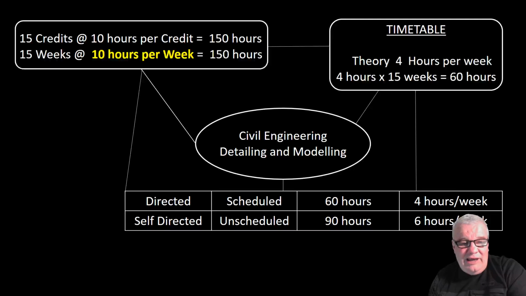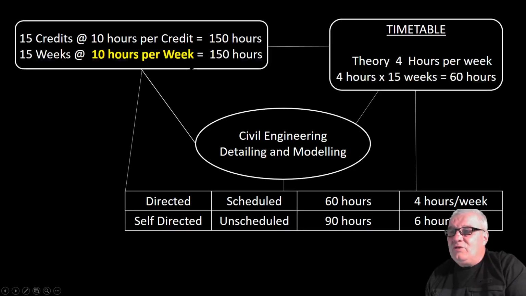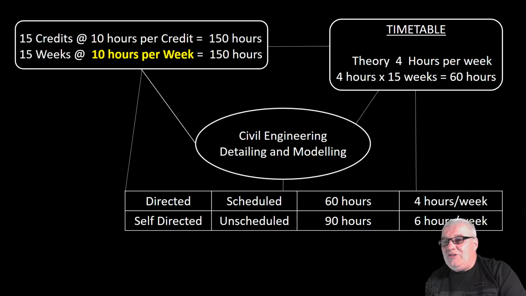Now, we'll talk about this a little bit. So the course is 15 credits at 10 hours per credit in New Zealand, in line with a lot of other international agencies. 10 hours per credit, that's 150 hours. So for the course that you've signed on to here, we're expecting 150 good solid hours of your time over 15 weeks. So that's roughly 10 hours per week.